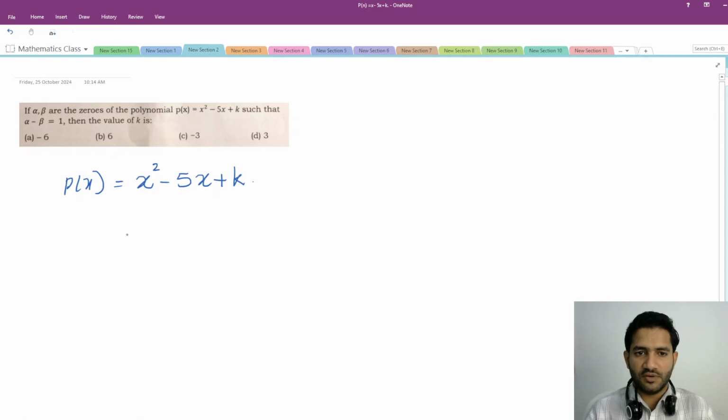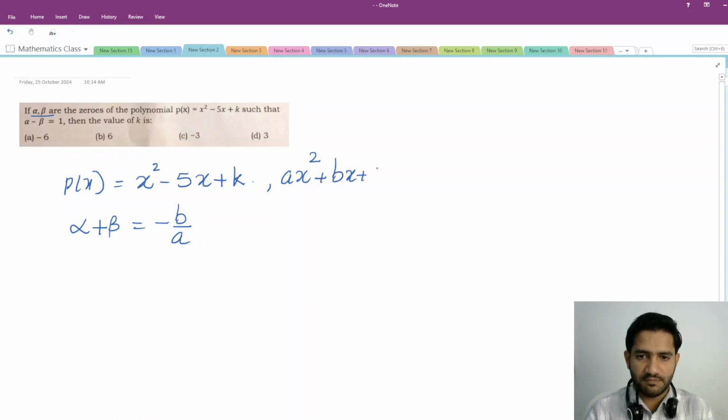And we have the relation between the zeros and coefficients. That means, first of all, if alpha and beta are the zeros, then we have the relation between alpha and beta and the coefficients of the polynomial. Alpha plus beta is equal to minus b by a. If the polynomial is of the form ax square plus bx plus c, then alpha plus beta is equal to minus b by a, and alpha into beta equal to c by a. These are the two conditions.